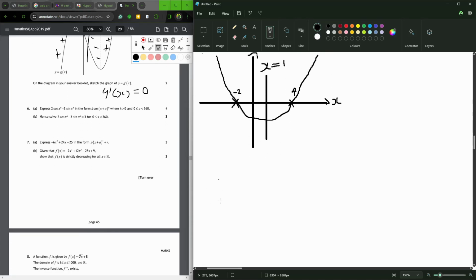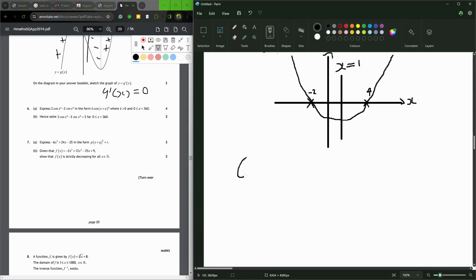Anyway, moving on to 6. And this is where things get dicey. Express 2 cos x minus 3 sin x in the form k cos(x plus a), where k equals yada yada. So this is an interesting question. I'm going to start by writing 2 cos x minus 3 sin x equals k cos. You might be wondering how on earth we are going to do this.